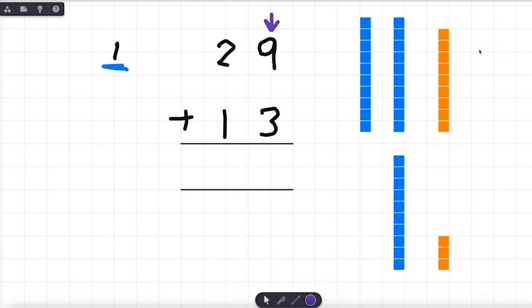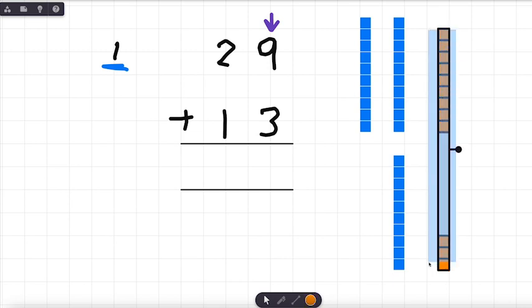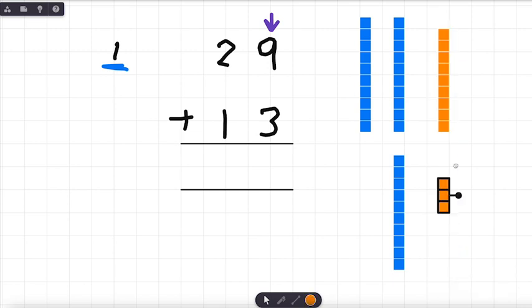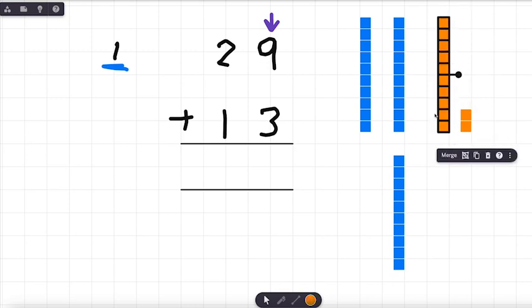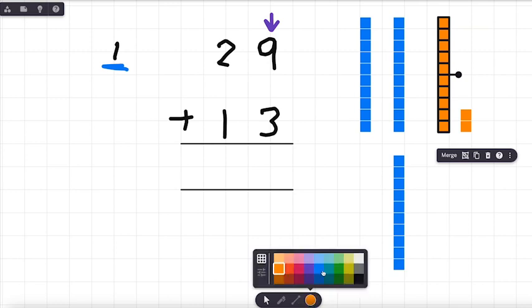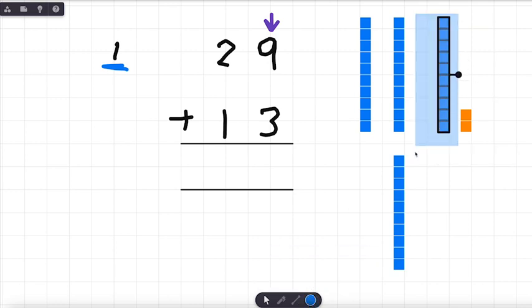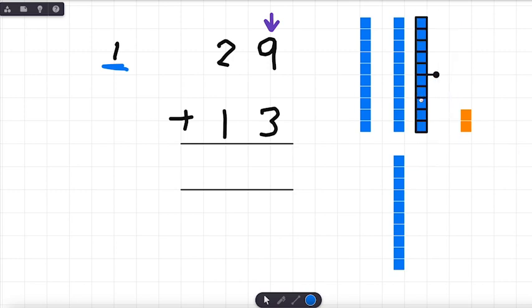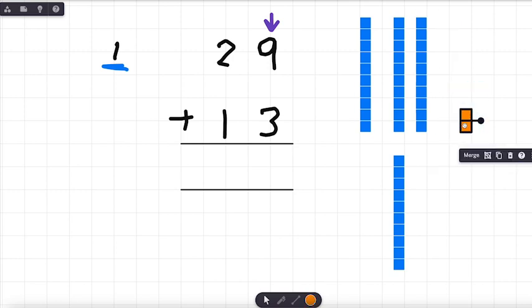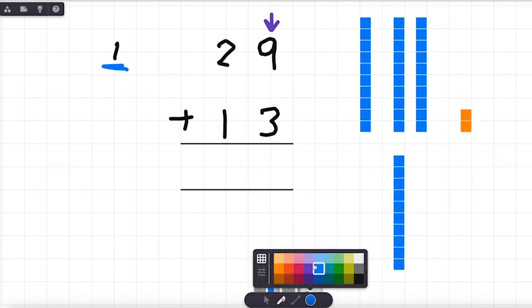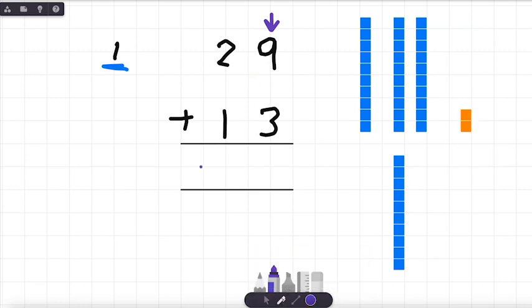Well, if we have a look at the Dienes blocks here on the side, 9 plus 3, if we move this here, gives us 12. And 12 is made up of a 10, so we have an extra 10 now, and 2 units. So that 10 is going to go into the tens column, and we're also going to have 2 units as well. So how we do that on our calculation is that we have an extra 10.